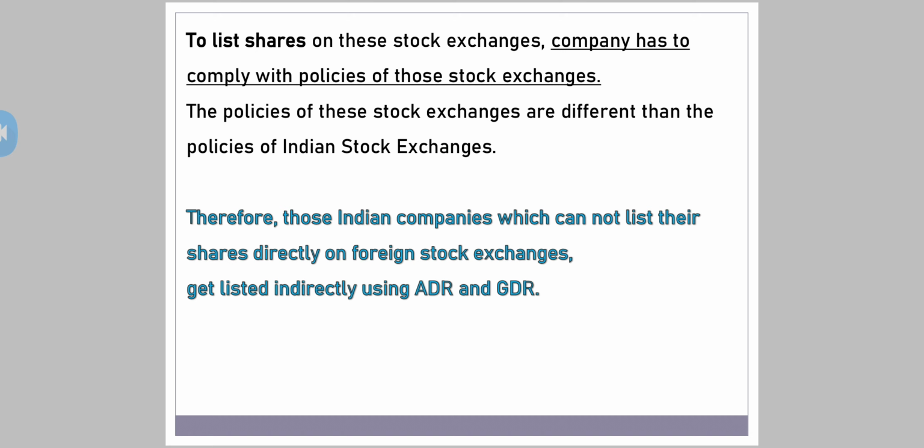Therefore, those Indian companies which cannot list their shares directly on foreign stock exchanges get listed indirectly using ADR and GDR. So if the company is not in a position, or is not able to comply with all the rules, regulations and policies of the foreign stock exchange, the company tries to convert those shares into ADR and GDR, and thus the trading takes place between the two countries. That is, your Indian company trading ADR and GDR in the other foreign country.